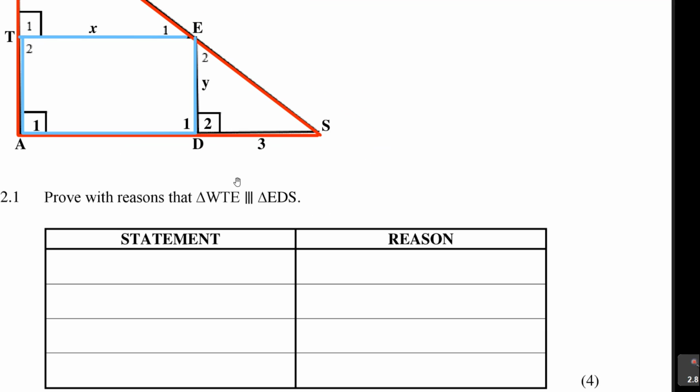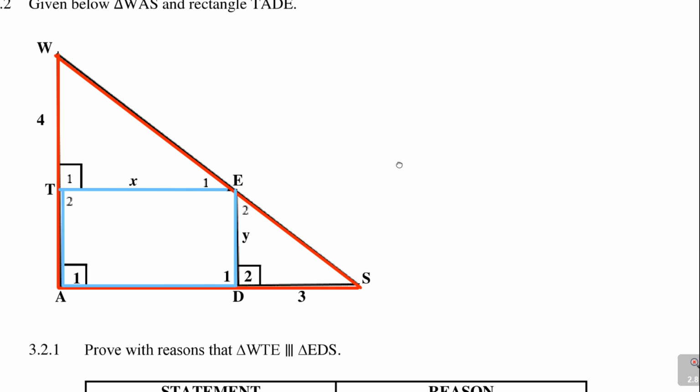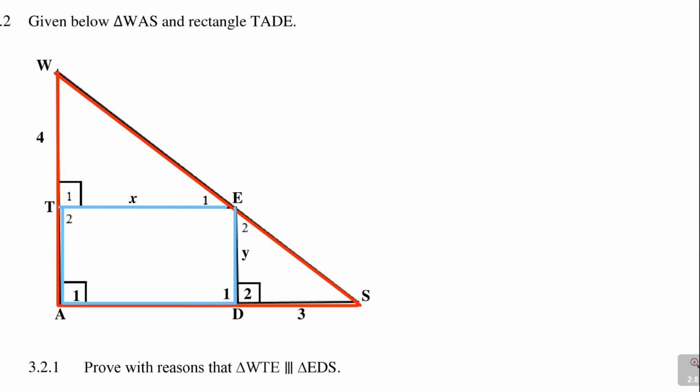Alright. Prove with reasons that triangle WTE, this triangle, let me make it a bit bigger. Let's make it inside W. I don't want to close this red. W T E, I just want to maintain that red color. Prove that WTE is what?